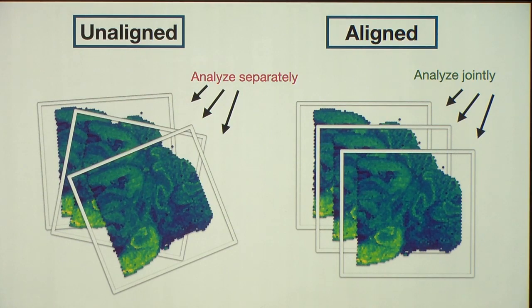On the left here, we can see that when the spatial coordinates of multiple samples aren't in the same coordinate system, we have to analyze each slice separately. But on the right, if we were able to align these samples within the same coordinate system, we could then analyze these jointly.